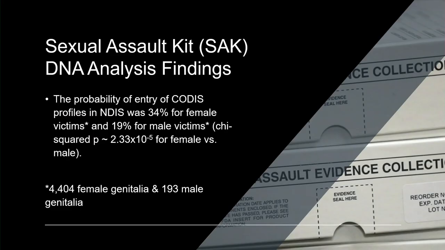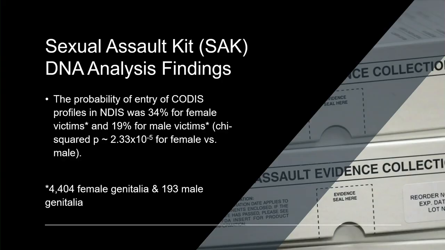So then we looked at the DNA findings. So remember, our outcome variable is CODIS eligible DNA findings. When we looked at ENDIS, we have variables where we look at ESTIS and ENDIS. This is just ENDIS.